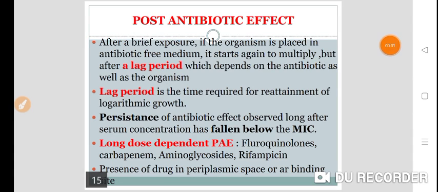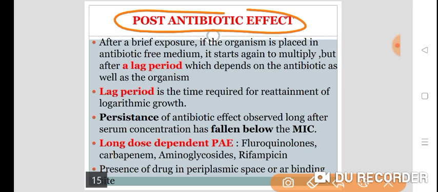Today we'll see post-antibiotic effect. Now what is meant by this post-antibiotic effect? After a brief exposure, if the organism is placed in the antibiotic free medium, it will again start to multiply but after a lag period, which depends on the antibiotic as well as the organism.